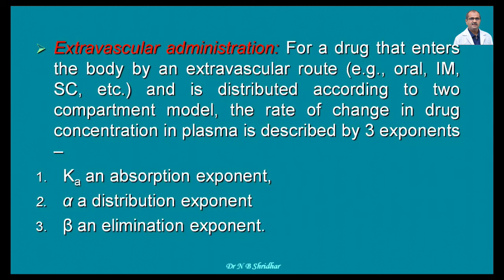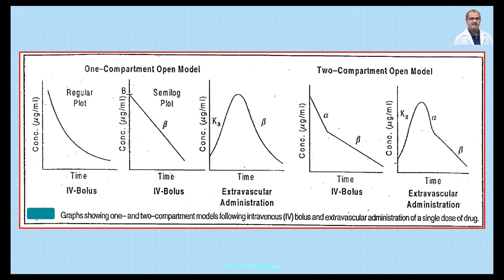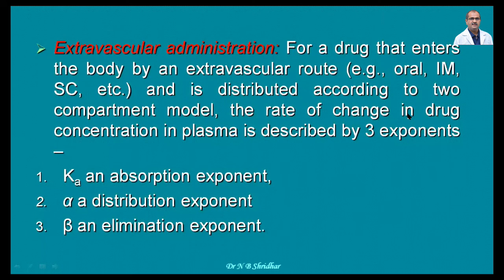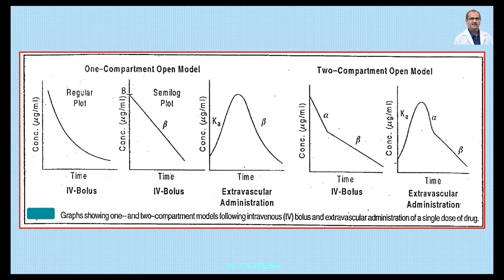exponent in this formula. Alpha is a distribution exponent in the graph you have seen. Beta is an elimination component. Here Ka is the absorption exponent. This is the absorption phase, whereas in the case of a bolus injection there is no absorption phase, while in the case of the oral route or intramuscular route there is an absorption phase.